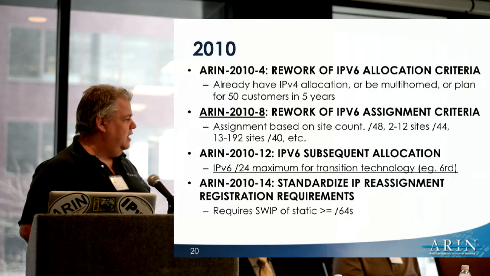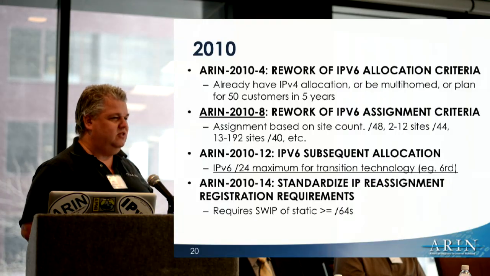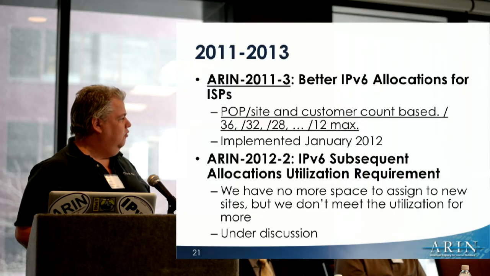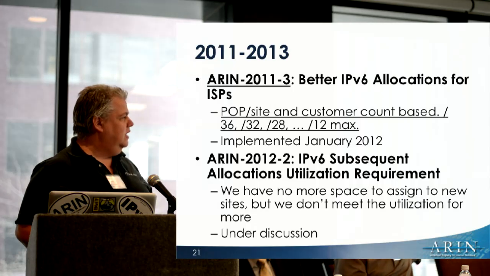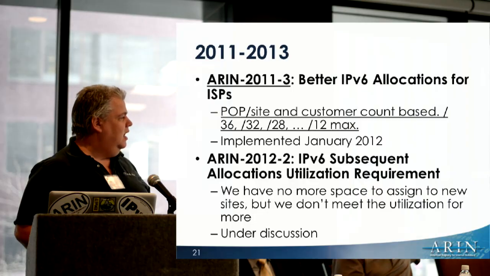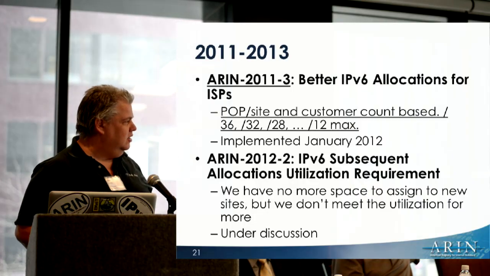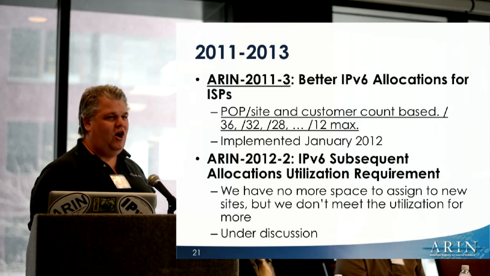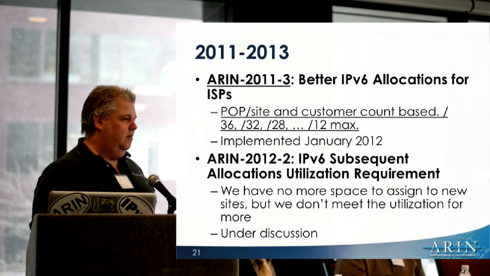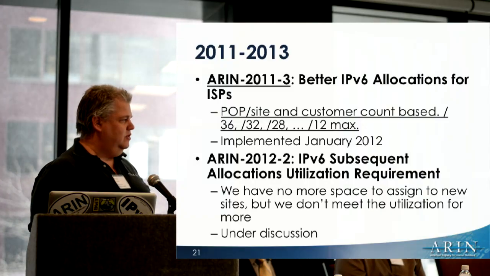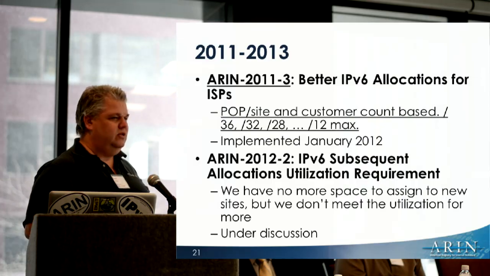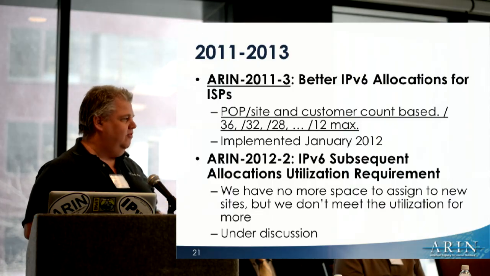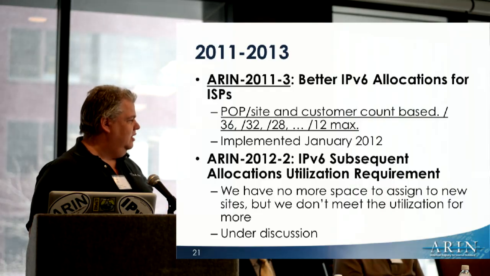2010-14 standardizes IP assignment registration requirements, requires SWIPs of static addresses greater than or equal to /64. Moving further forward in history, we had a proposal that was literally titled Better IPv6 Allocations for ISPs. This was the ISP nibble boundary proposal that I mistook the other one for. This substantially simplified the allocation criteria. It also moved us off of HD ratio and onto a simple 75% utilization criteria. If you're using more than 75% overall, or if you're using more than 90% in any particular sub-allocation, then you have enough that you can grow your ARIN allocation as necessary.